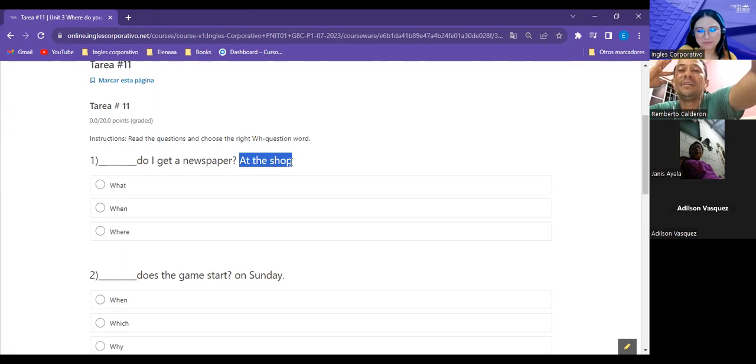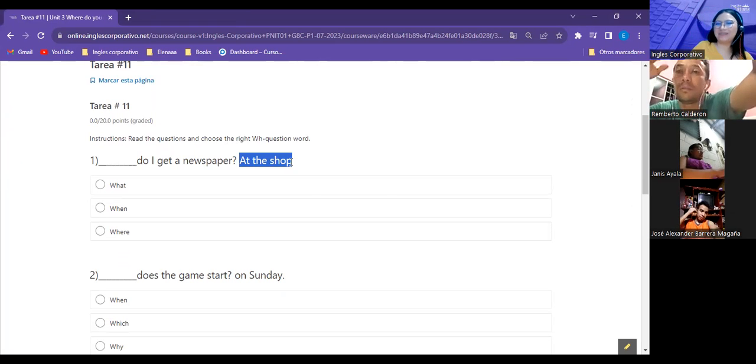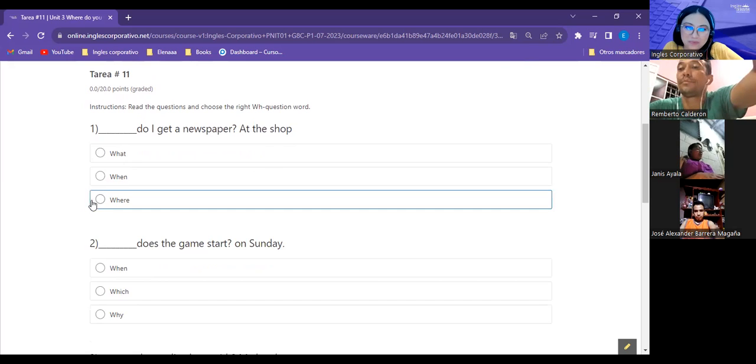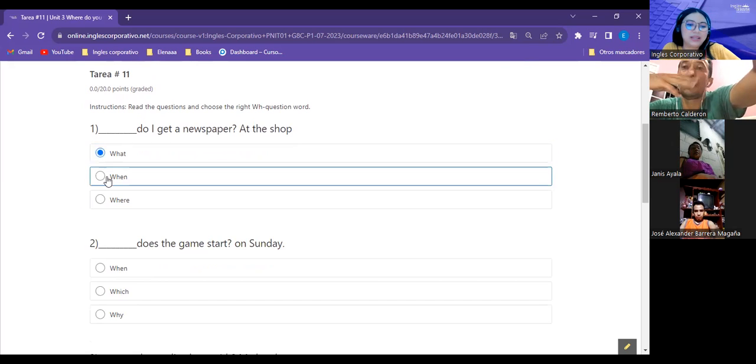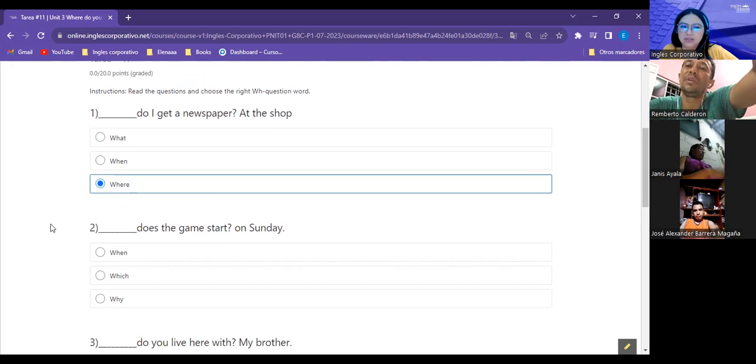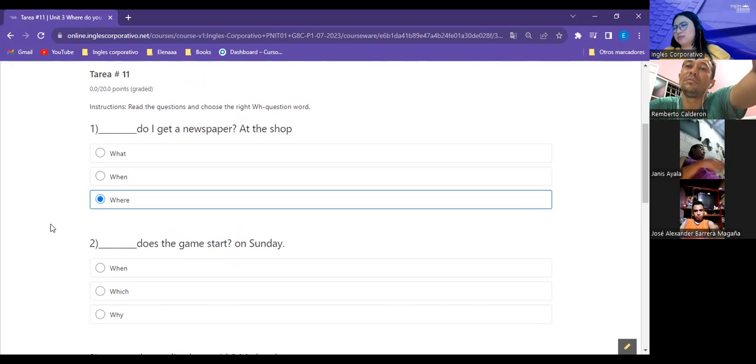Okay, what kind of information do we have here? At the shop. ¿Qué información es esa? Nombres, edad, un lugar. What kind of information is that? What's the name? It's a place, right? So what is the correct one? What, when, or where? Where. Where do I get a newspaper? ¿Y qué está preguntando? Where do I get a newspaper? At the shop.